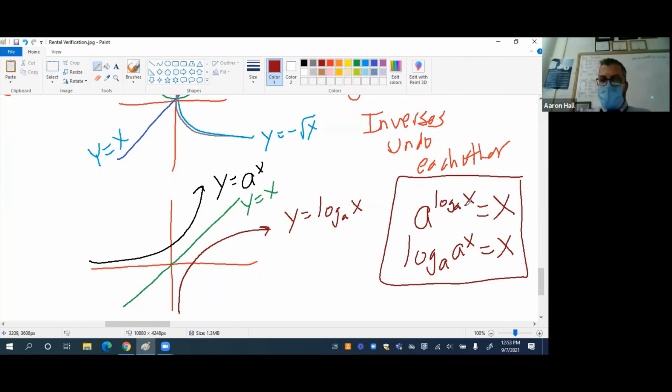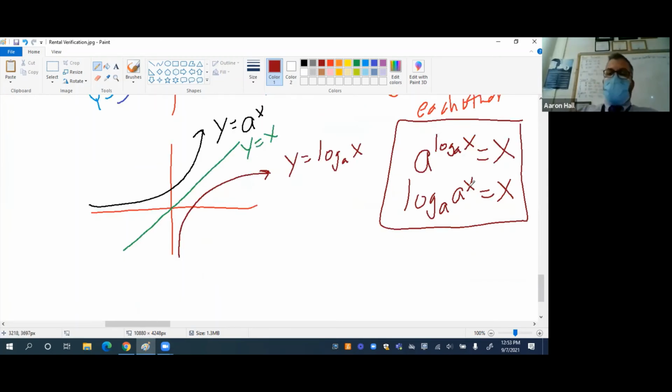I guess the trickiest one is if you have something like this. So let's write some stuff down. If I have 2 to the power of log, so let's simplify this. What if I have log base 2 of 8? How do I simplify that?